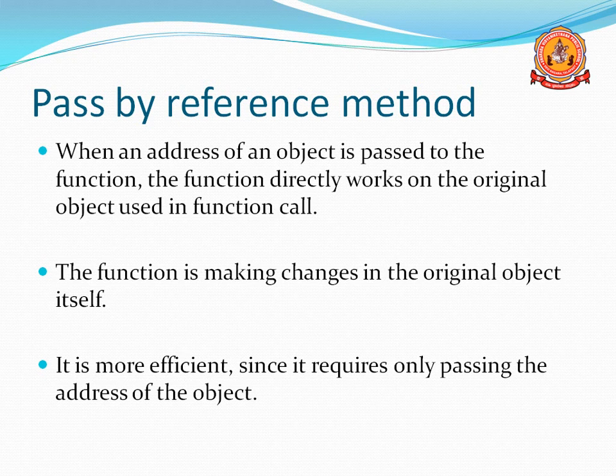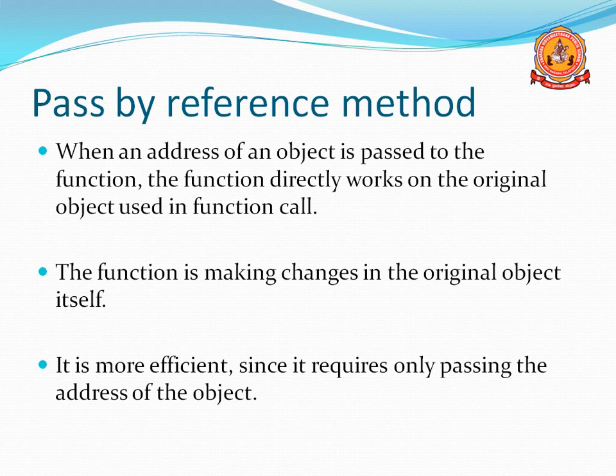When the address of an object is passed to the function, the function directly works on the original object used in the function call. So here it won't create duplicate copies of the object. Instead of that, we are going to pass the address. We are not passing the entire object, we will pass only the address of the object. So it will work on the original object used in the function call.